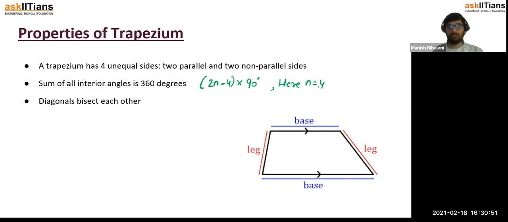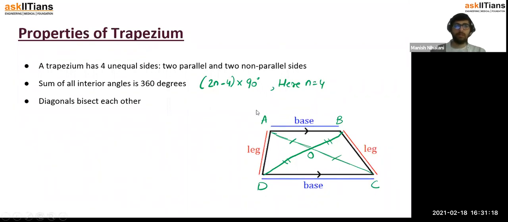Diagonals bisect each other, which means when you try to draw, how many diagonals will it have? Since it's a quadrilateral, it will have two diagonals, and these diagonals bisect each other. That is AO equal to CO and BO equal to DO. This is the property of a trapezium, right?